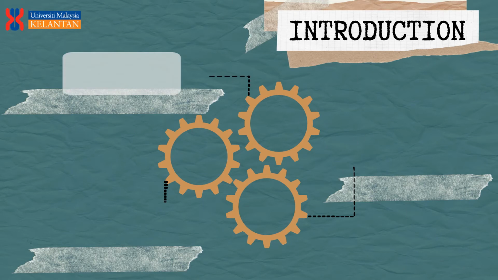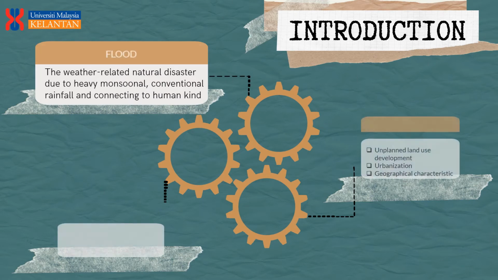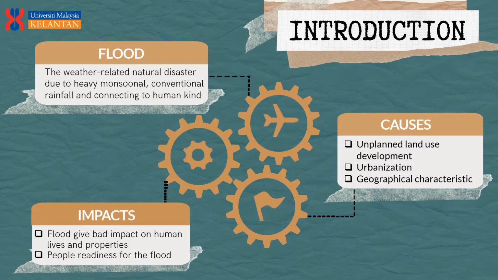Natural disasters are happening every year, and floods are among the most common disasters due to heavy monsoon and convectional rainfall, and are connected to humankind. The flood directly impacts people and properties. Besides, it also reduces the public's readiness to face the flood. This arises because of social and economic development and human population growth, which cause urbanization and unplanned land use development as anthropogenic activities, and geographical characteristics may also be causes of the flood happening.